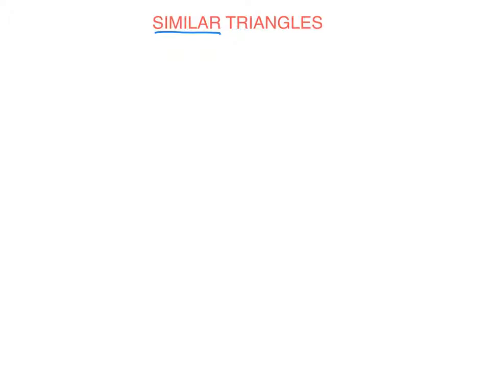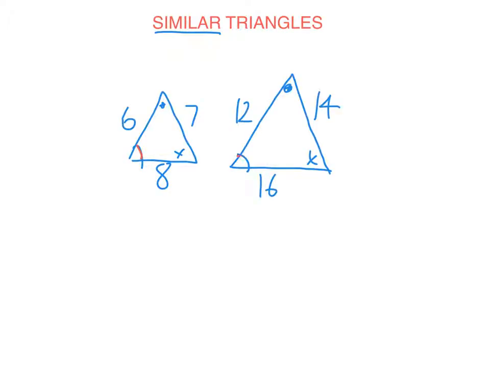So let's look at these two triangles here. These two triangles are similar. They have three pairs of equal angles. So this angle corresponds to this angle, and I'm telling you they're equal. This angle and this angle, and the third pair of angles as well. Okay, so there's three pairs of equal angles. So we have all angles equal.